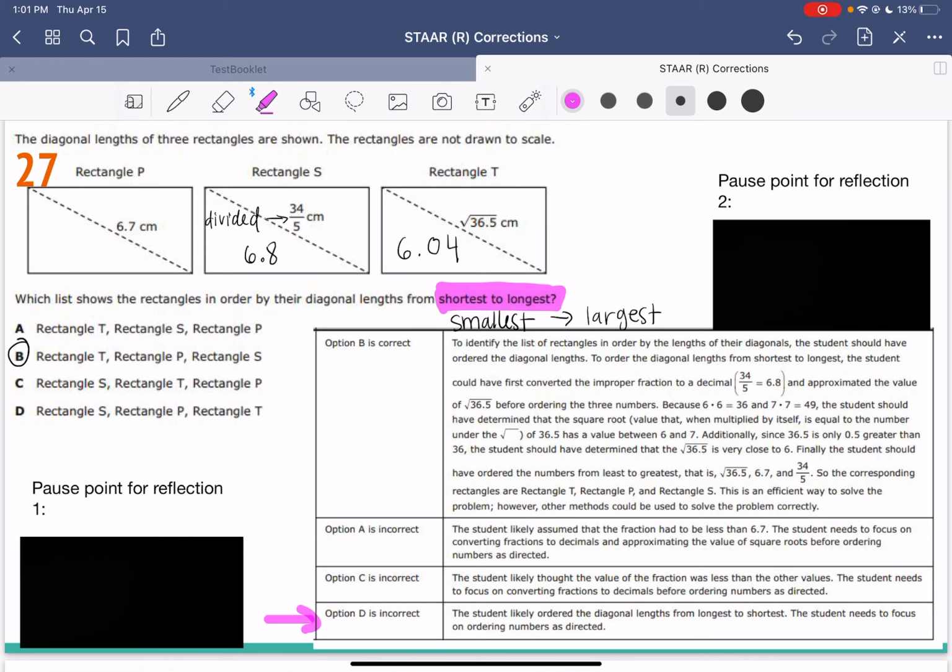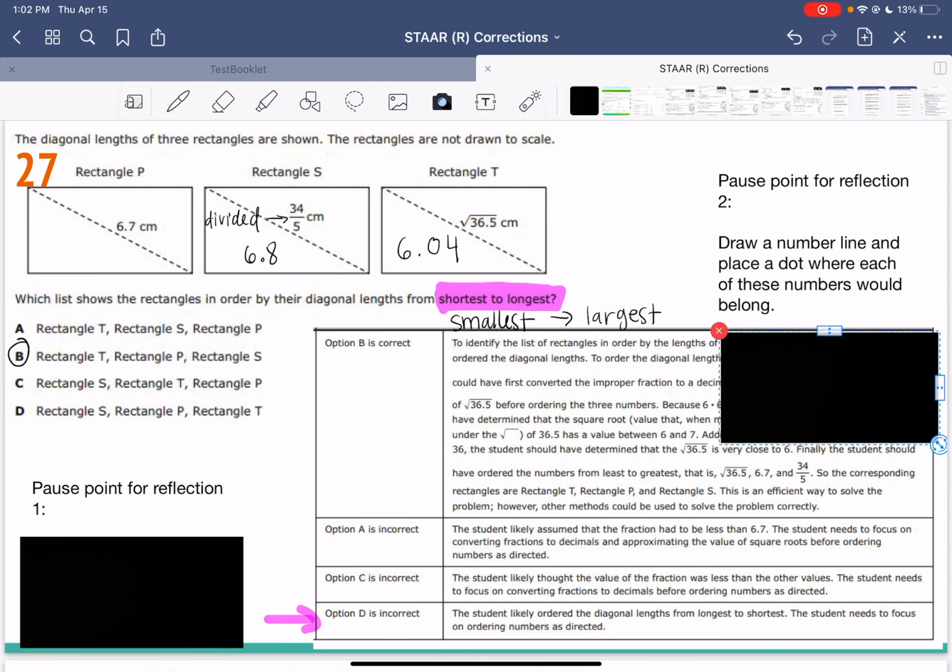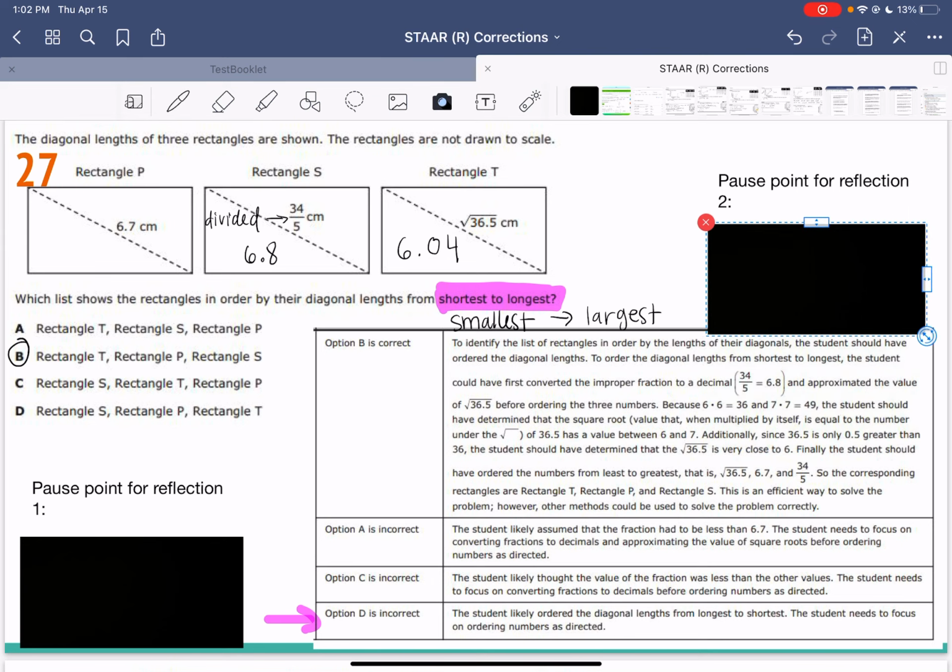And my pause point for reflection 2 is here. Draw a number line and place a dot where each of these numbers would belong. Okay, so that takes us to the end of this question.